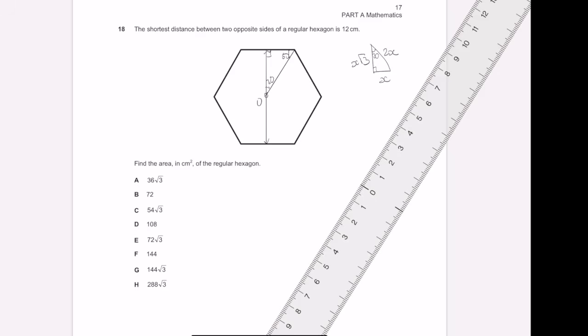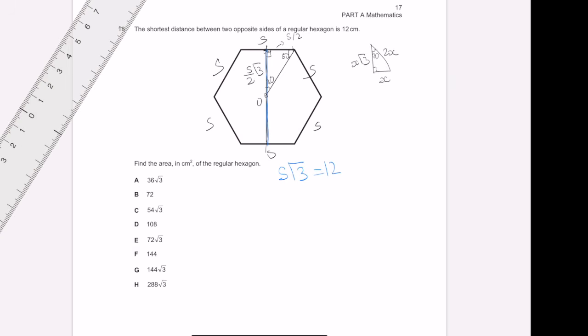So let's call the side of this S. That means that this side here to here is going to be s over 2. That's going to make this side here s over 2 root 3, which is going to make the whole distance over here, let me just draw that in blue maybe, this entire distance is going to be equal to s root 3, because it's just double that. And this is equal to 12. So this is going to allow us to determine our side.